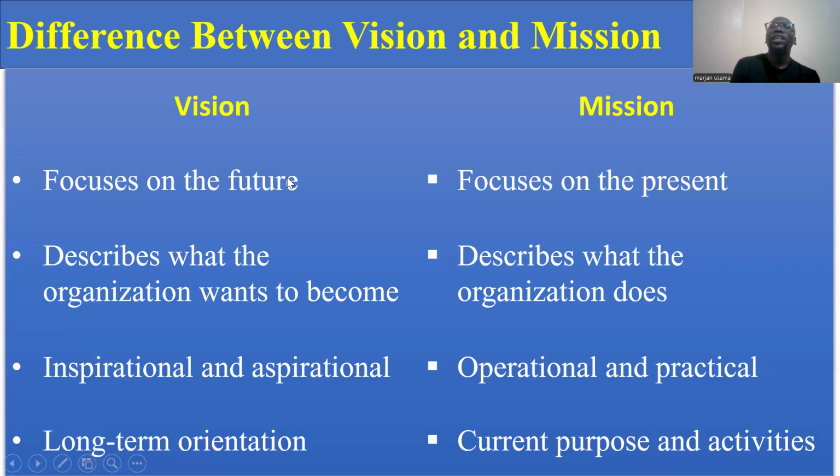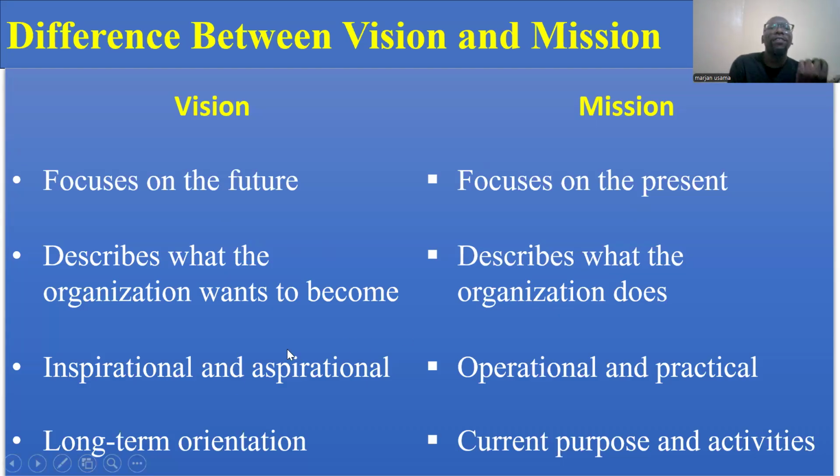Now, what is the difference between vision and mission? Vision, it's all about the mustaqbal. It focuses on the future. Mission, it is focusing on al-yawm. How are we operating al-yawm? Number two, vision describes what the organization wants to become in the future. But the mission describes what the organization does. What are we doing today?